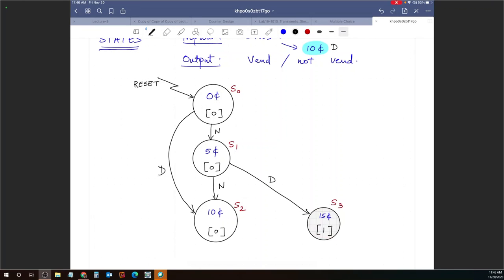If I'm in state 2, I get a nickel or a dime, I go to state 3. You see this? I'm not giving any change back, right? I'm considering 15 and 20 to be the same. I'm not giving any change back. So nickel or dime, I'm going to go to state 3. All right. Now I also need to consider from each state. Oh, by the way, if I'm in state 3, if I hit reset, I go back.